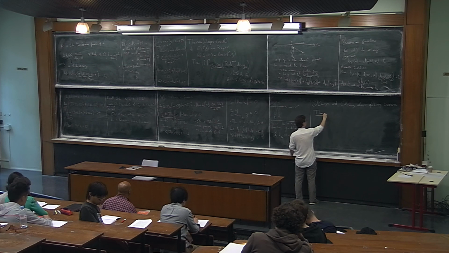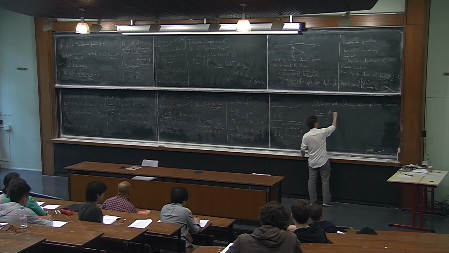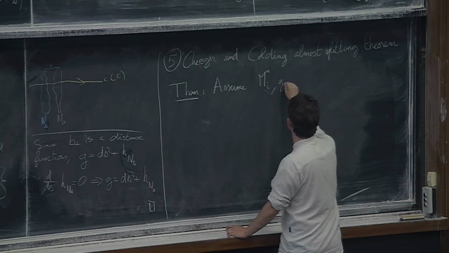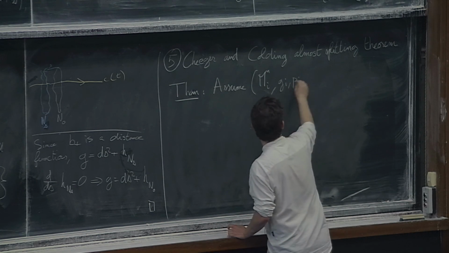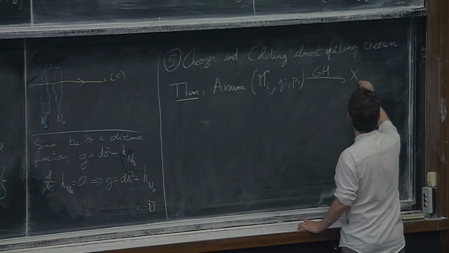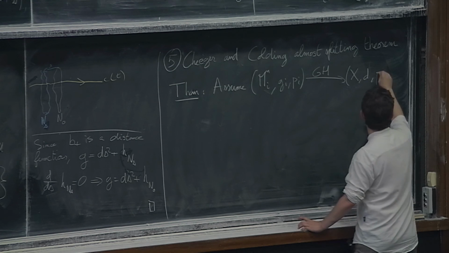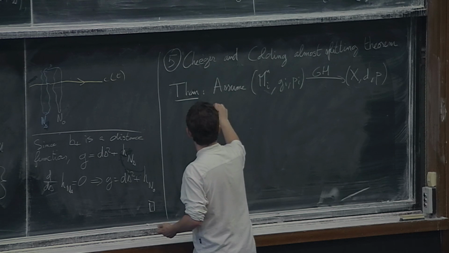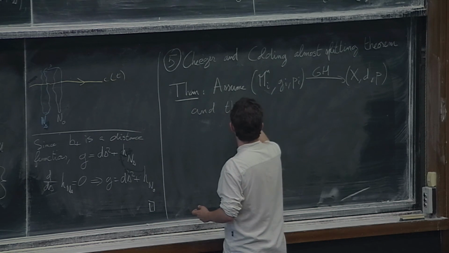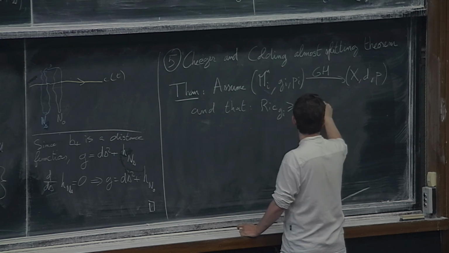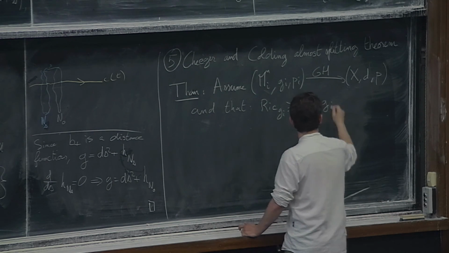So assume M_i has fixed dimension n, with metrics g_i and base points p_i, which Gromov-Hausdorff converge to some metric space (X, d, p). So first hypothesis: the Ricci curvature of g_i is greater than, say, minus 1 over i times g_i.